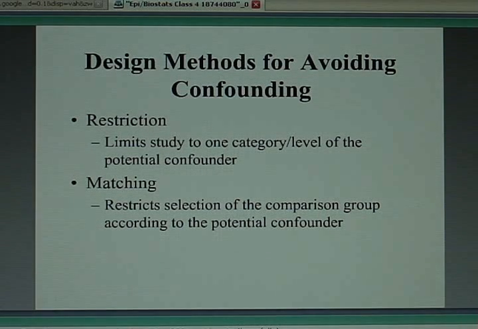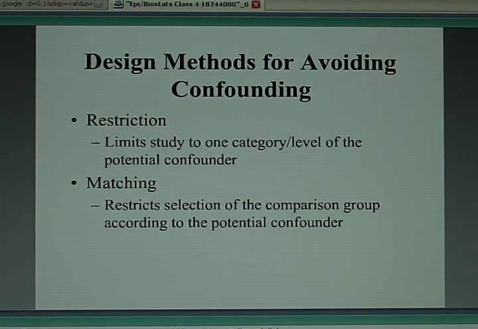But at the end of the day, when I've enrolled all my people, the average age of my smokers is going to be the same as the average age of my non-smokers. There's going to be no association between age and smoking status. And age cannot be a reason why I have different outcomes in my smokers and my non-smokers, because my smokers have the same age distribution as my non-smokers. So these are the three ways you can avoid the potential for confounding in the design.